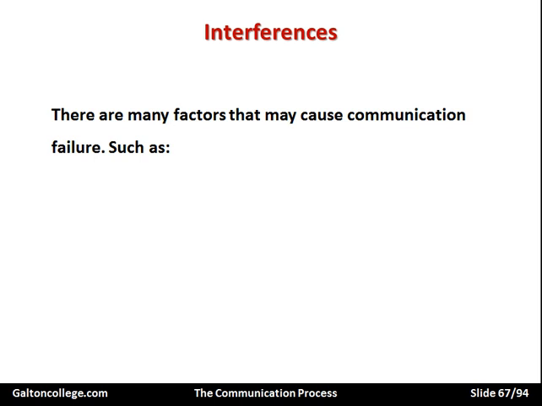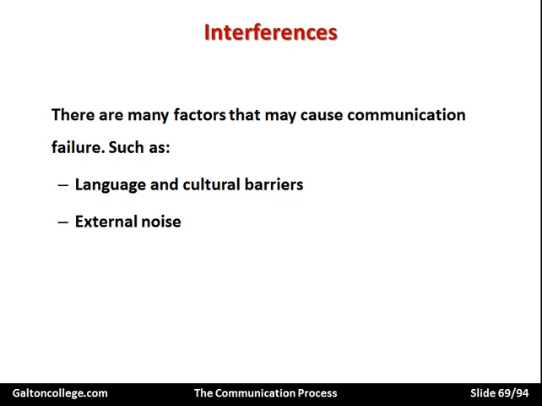There are many factors that can cause communications failure, such as language and cultural barriers. People think they understand each other, but in fact some of them are translating from one language into another, and that doesn't always work perfectly. So there may be misunderstandings, or there may be cultural barriers. What's acceptable to one person is not acceptable to another, and there's a barrier to the communications. Communications not clearly understood.